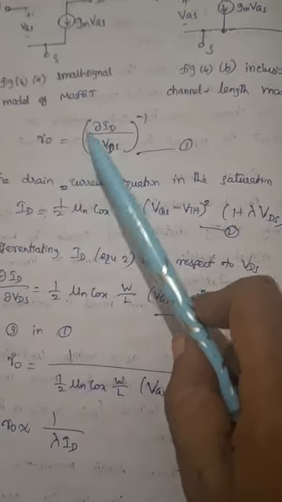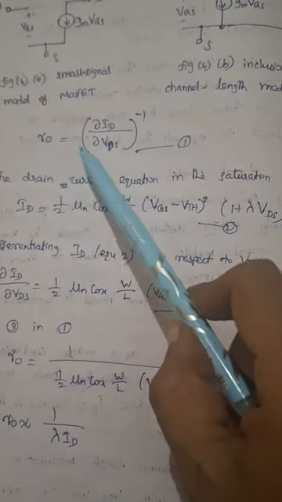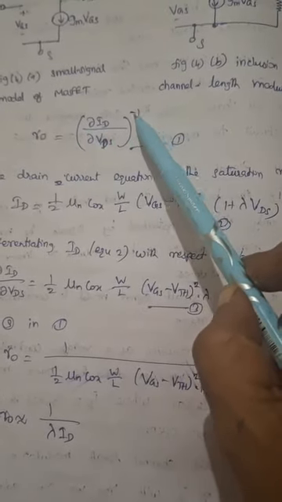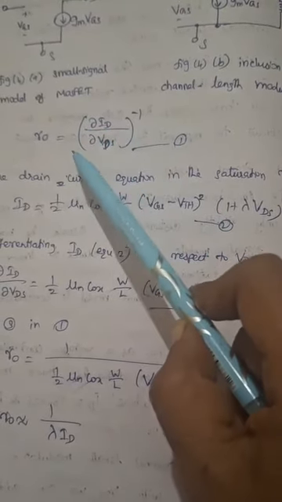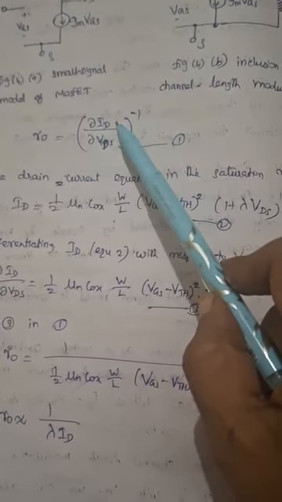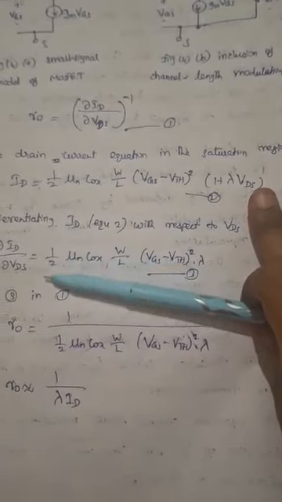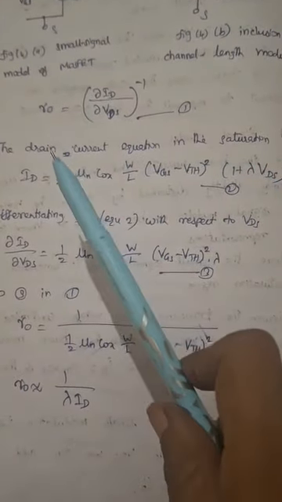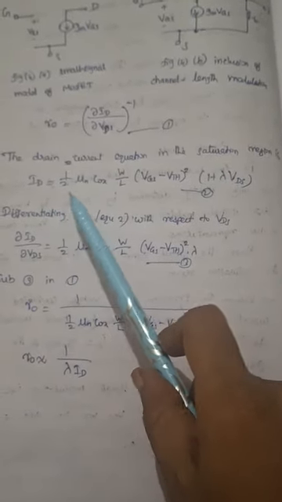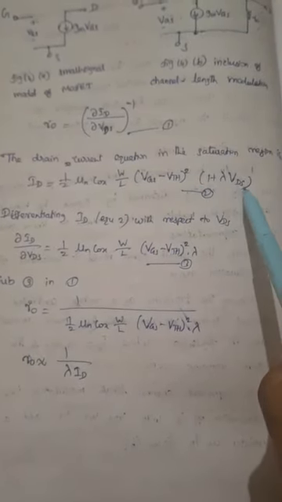Generally V equal to IR, so R equal to V by I. So RO equal to VDS divided by ID. Now we are inverting that, so we will get dou ID by dou VDS, inverse. That means the change in drain current with respect to the change in drain source voltage. We already know that the small signal model is for the saturation region. The saturation region equation is ID equal to half mu n Cox W by L into VGS minus VTH the whole square into 1 plus lambda VDS.